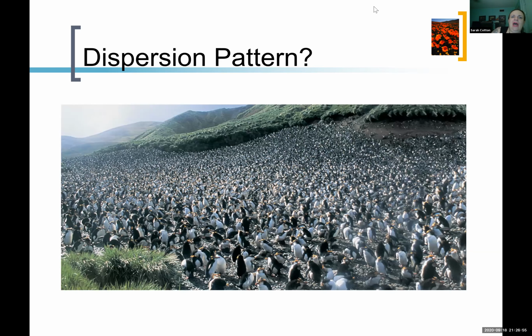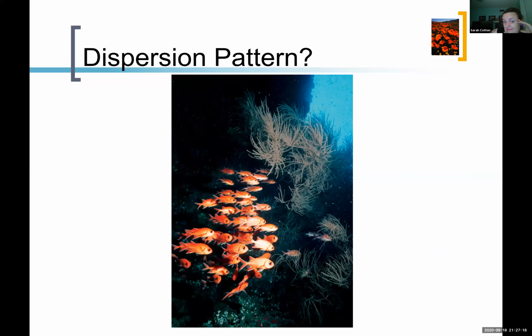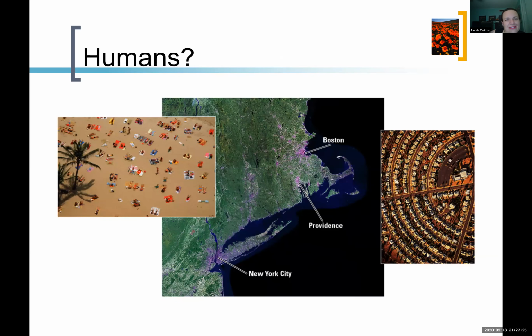Okay. All right. So some examples. What dispersion pattern are you seeing here? What are these? This is a different kind of penguin, right? And look how many there are, as far as the eye can see. And they're all uniformly distributed. Clumped. Okay. Like I said, uniform and clumped are kind of the two big ones.